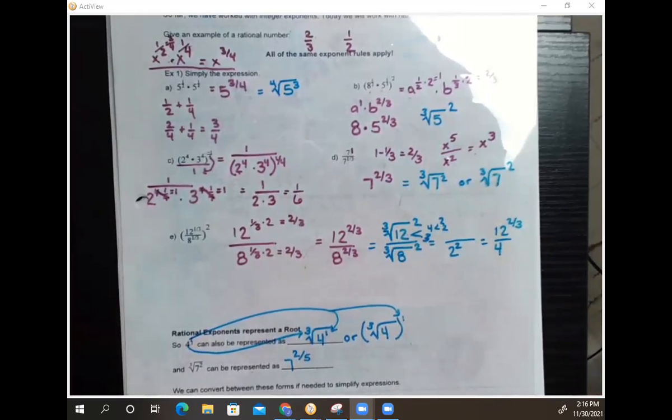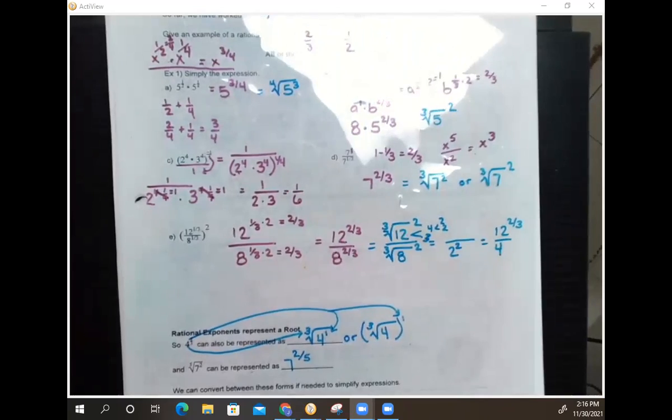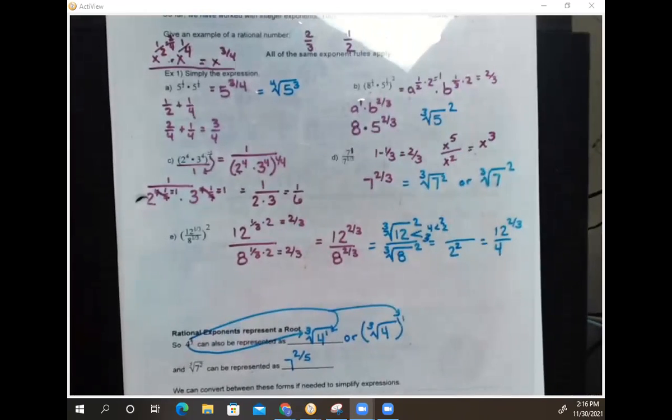So rational exponents, fractional exponents have the same rules as integer exponents. If I have the same base, I add the exponents when I'm multiplying, I subtract them when I'm dividing, and with a power to a power, I multiply. I can distribute those powers in just like we have with every other exponent that we've looked at. All of the rules are the same. The only new thing that I get is that I can convert between that root form and that rational exponent form.